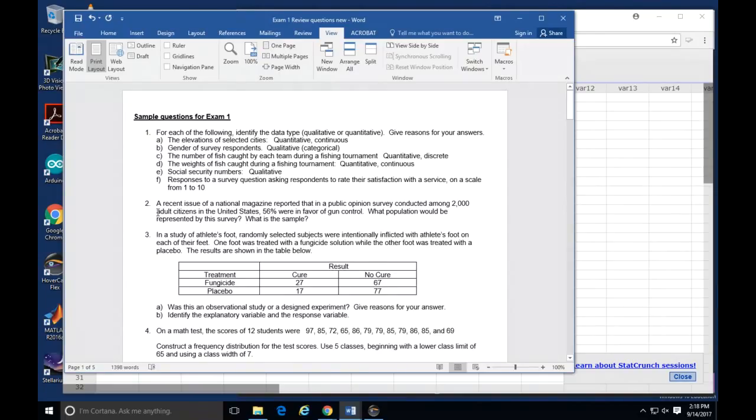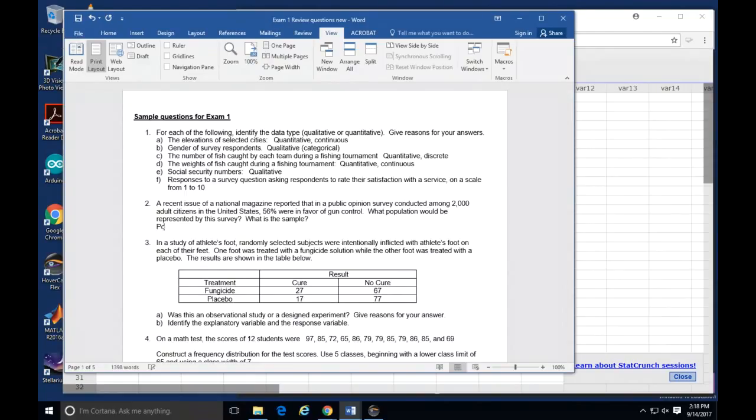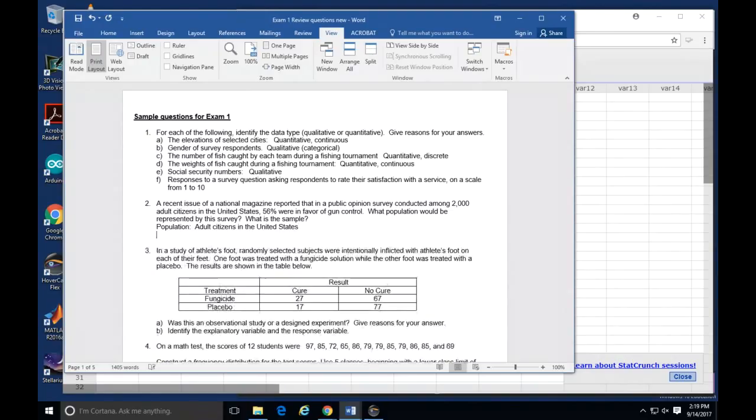So what you want to do here is look at the characteristics of the survey respondents. They were adult citizens in the United States. So that's the population that would be represented. So it has to have something with all the same characteristics as the people who are represented in the survey.